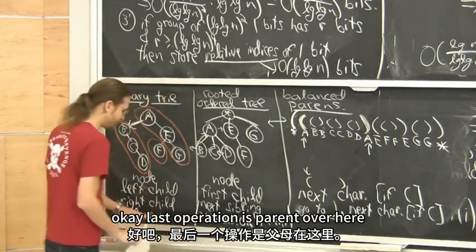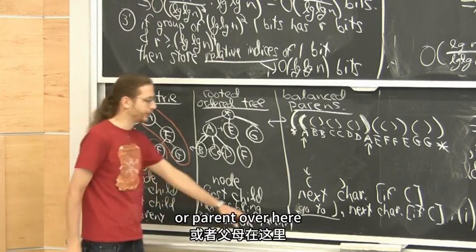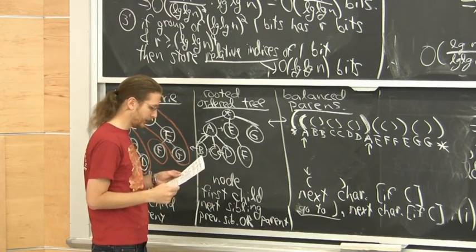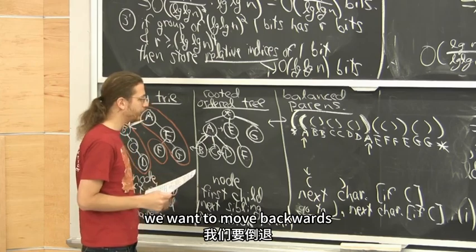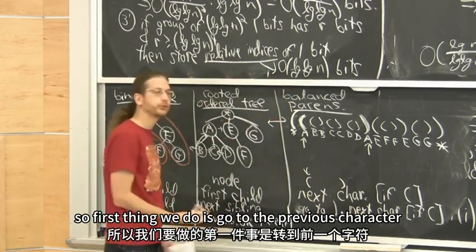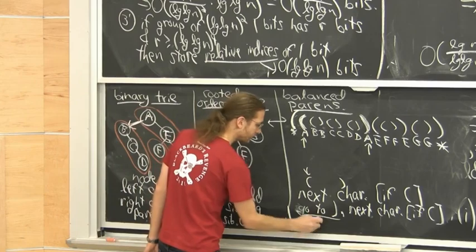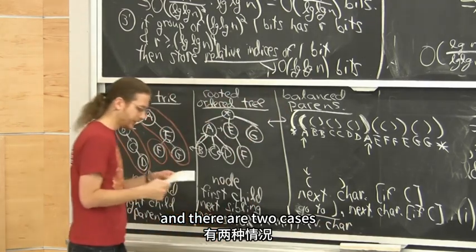Okay, last operation is parent, which corresponds to previous sibling or parent. There are two cases. We want to move backwards, so here we're always ending with next character. So the first thing we do is go to the previous character. And there are two cases.